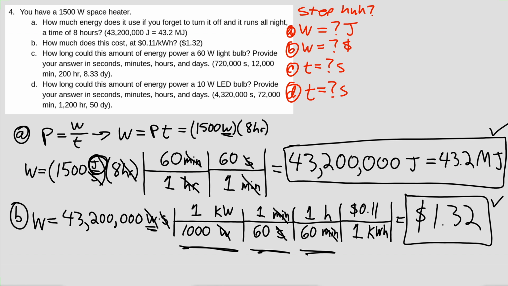We already know the amount of energy that we're using. The work that's being done is 43,200,000 joules. So in part C, we're trying to figure out how long this could power a 60 watt light bulb. I would start with this idea.